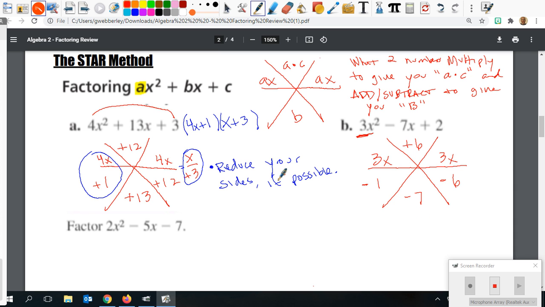Now you just have to make sure you don't forget about reducing your sides if possible. This first one right here cannot be reduced. We are done on the 3 over 1 part. That is done. That's going to be going in our answer. But over here, 3 over 6 can be reduced. So we're going to reduce this by 3.